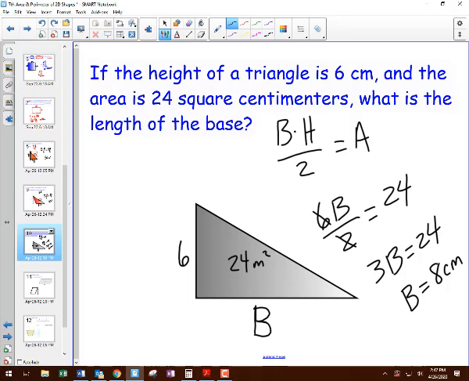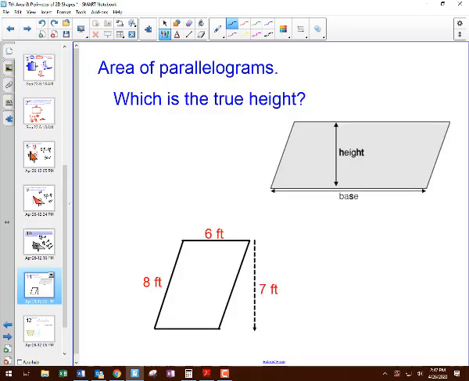We could easily plug that back into our original formula, base times height divided by 2. 6 times 8 divided by 2 gives us our area, which is 24. Good way to check yourself on that one. Don't forget that little trick on the assignment.